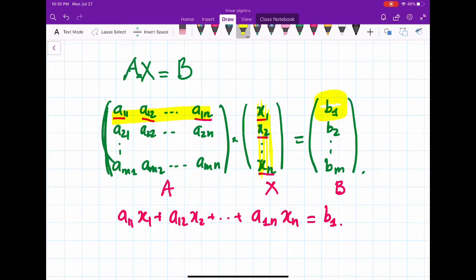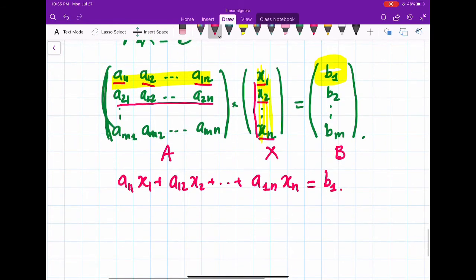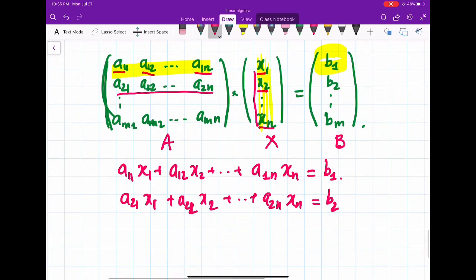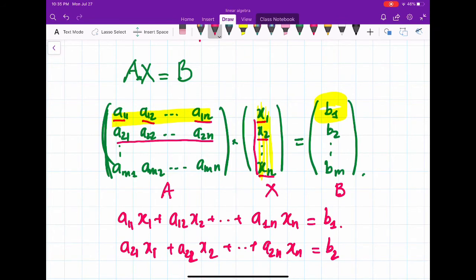Once you finish the first row, you move to the second row. You multiply the second row with this column. You get the second equation. Plus so on, plus a2n xn equal to b2. You see this? So basically, from this example, when you multiply two matrices, you have to multiply the rows of the first matrix and columns of the second matrix. Does that make sense? Okay.